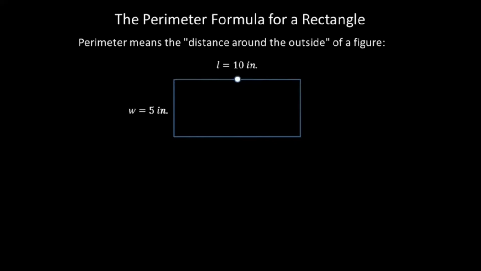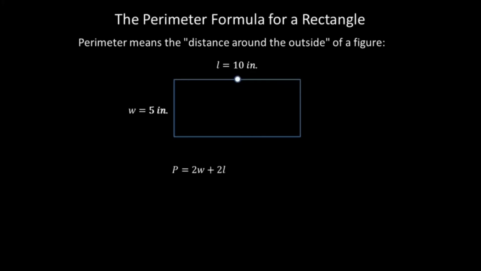Let's look at an example of calculating with our formula. We have a rectangle with a width of 5 inches and a length of 10 inches. We want to use our formula to calculate the perimeter, the distance around the outside of this figure. To do a formula calculation, we replace the letters in our formula, the variables in the formula, with the values that they represent. The width is 5 inches. The length is 10 inches.